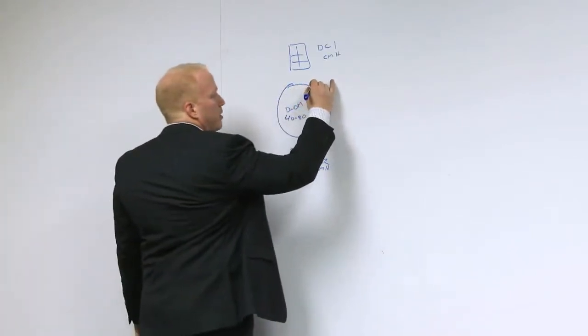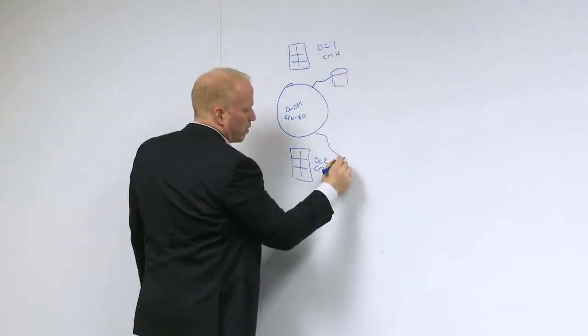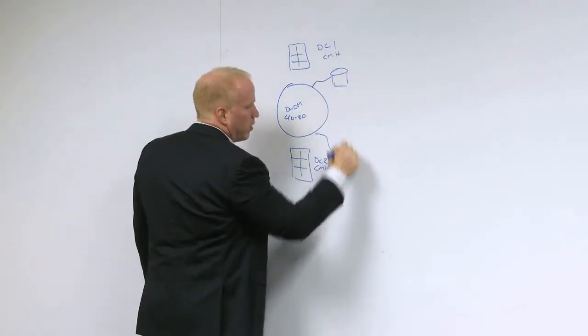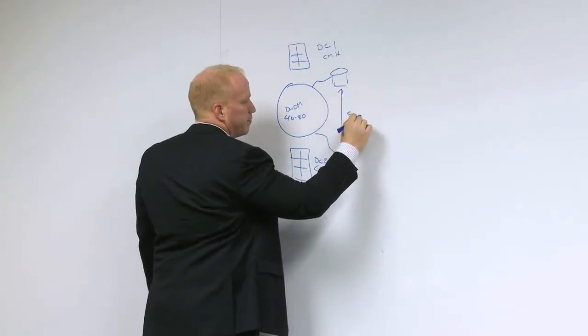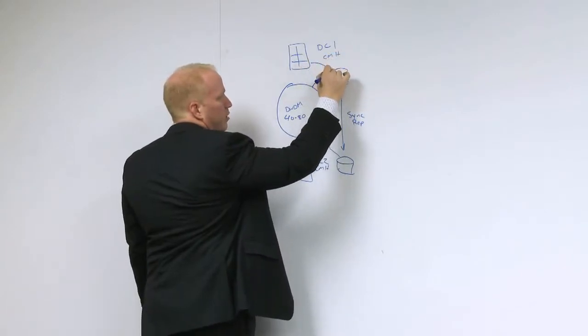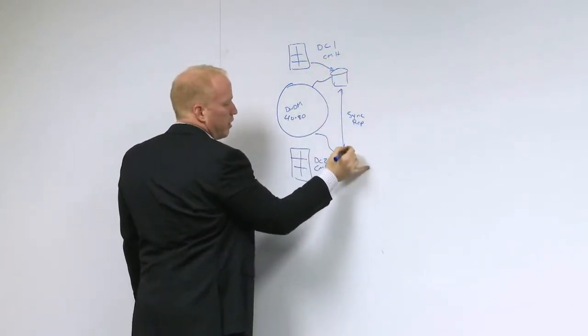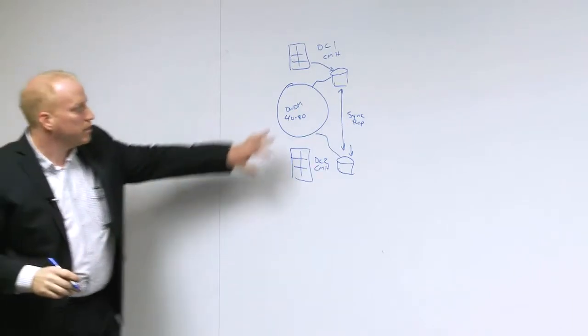What we do is we attach our SAN to that network in both locations, and we do what's called synchronous replication between the two. Every time that a change is written to here, the change is written here. So at all points, the data is consistent between the two.